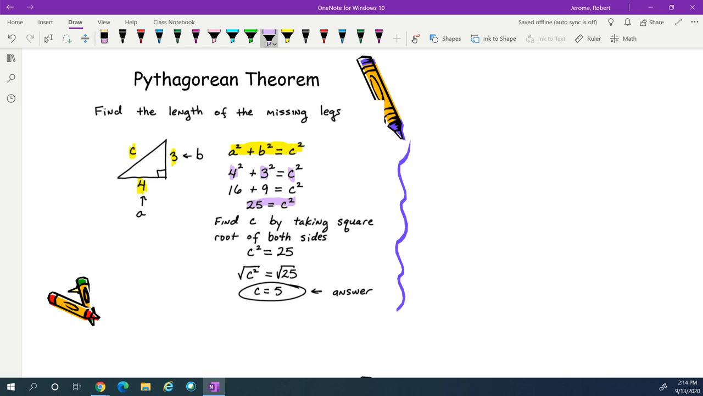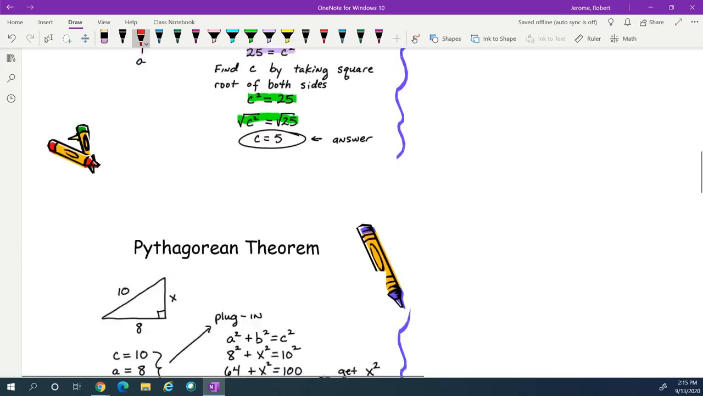So c squared equals 25. But we want c. So remember, the opposite of squaring is to square root. And we can see that right here. We're going to take our c squared as 25, take the square root of both sides, and we're going to find out the value of c, in this case, is 5. So this is a 3, 4, 5 triangle. And that's going to come in really handy, 3, 4, 5.